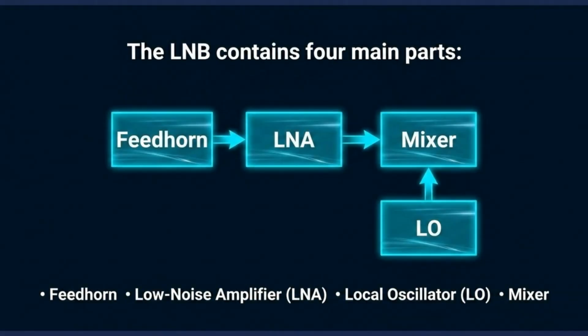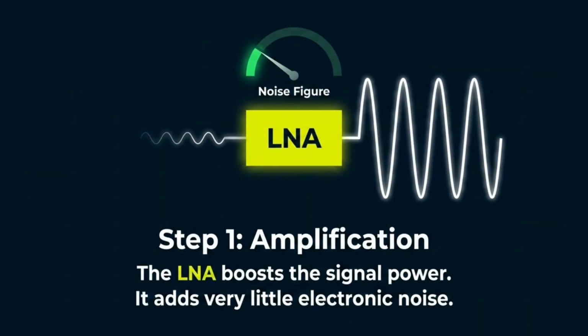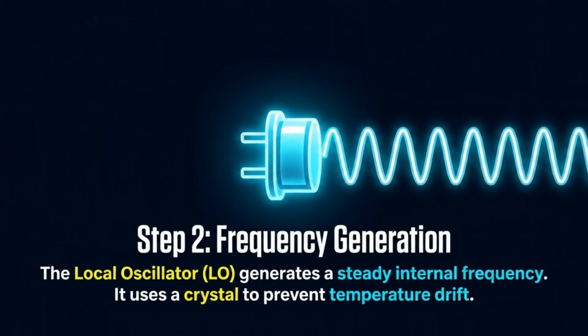The LNB is comprised of four main components: the feed horn, the low-noise amplifier, or LNA, the local oscillator, or LO, and the mixer. Step 1 is amplification. The LNA boosts the signal power while adding very little electronic noise. Step 2 is frequency generation. The local oscillator generates a steady internal frequency, using a crystal to prevent temperature drift.